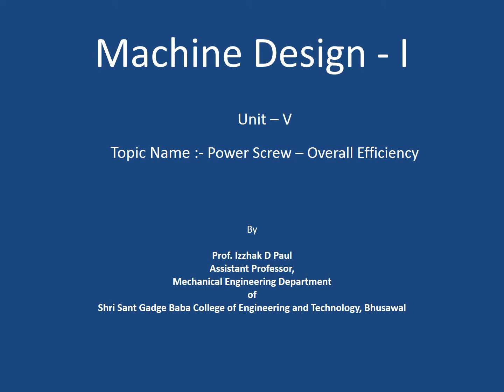So we are back again. Now the next topic is overall efficiency. We have seen the efficiency for square thread, then self-locking screw efficiency, even the torque transfer capacity for both of them. Then for the trapezoidal threads also we have seen its efficiency.